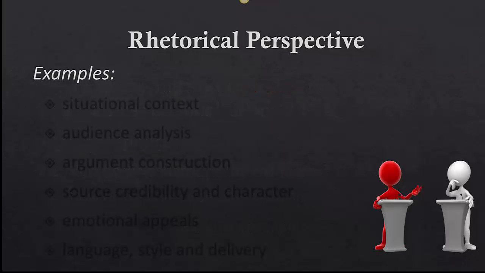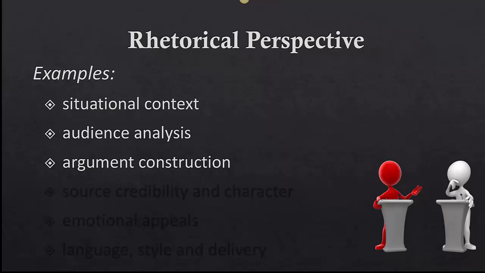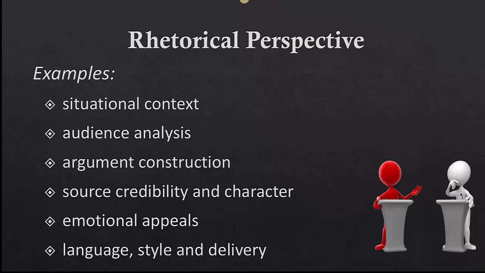So certain examples that illustrate the kinds of things we can look at from the rhetorical perspective include examining the situational context, audience analysis that an arguer might conduct to determine who their listener is and what might be used to influence them, the actual construction of arguments in terms of logic and soundness of reasoning, appeals to source credibility and character, getting the audience to trust the speaker so that the speaker's arguments will be given more credence, emotional appeals that are directed at the feelings and the senses of the audience, and elements such as language, style, and delivery that all play important parts in whether or not an audience will be influenced. And so that's the rhetorical perspective, looking at argument in terms of a dynamic process of persuasive communication.